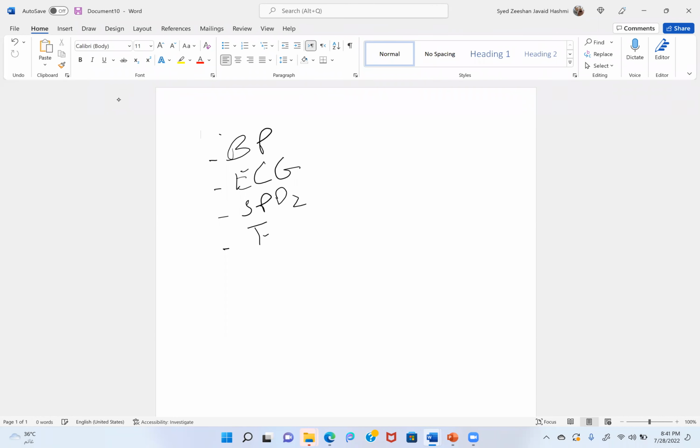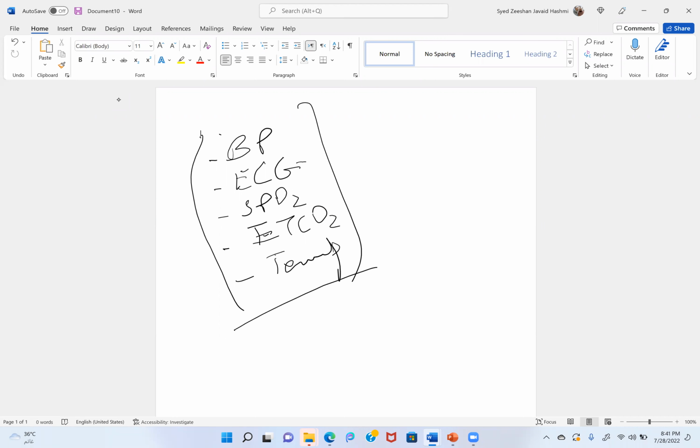And you know, maybe just one more thing, because when we tell ASA standard one and standard two, standard one is the presence of the anesthetist and standard two is blood pressure, non-invasive blood pressure, ECG. Okay. What else? Saturation. SpO2. And tidal CO2. Okay. And? Temperature.